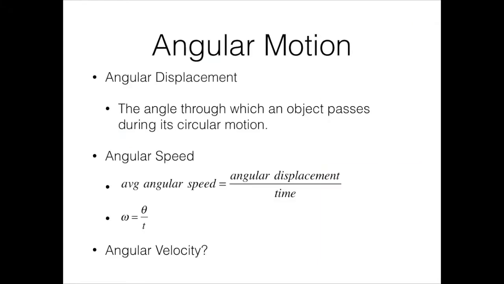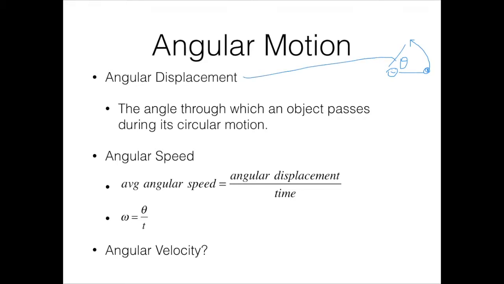All right? So with this idea of radians, we're now going to talk about angular motion. First we're going to talk about angular displacement. Angular displacement is the angle through which an object passes during its circular motion. So if I have, going back to the beginning, my person here playing with their rock on the string, and the rock swings around this far, the angle that it has gone through, that is your angular displacement right there.